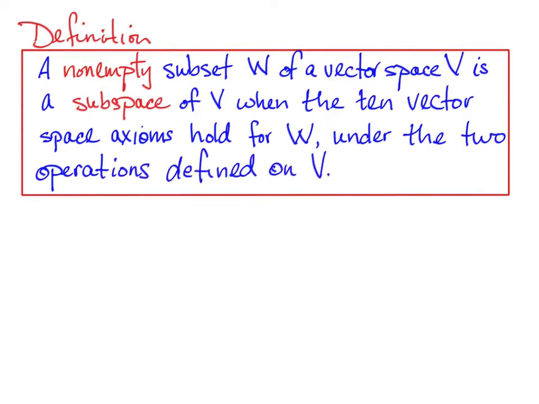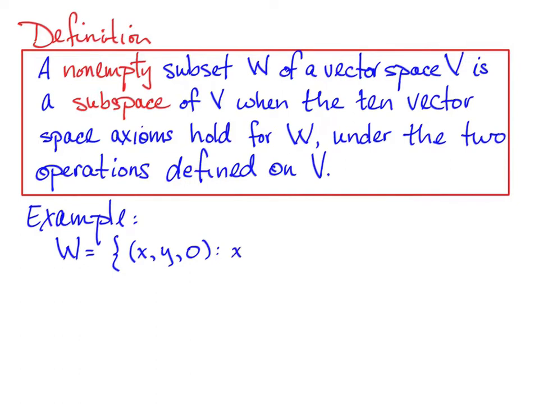So let's look at an example. Suppose I have the following subset of R3. So W is the set of all ordered triples such that the third component is 0. So the first and second components can be any real number. This is clearly just the xy plane in R3. So let's see if that fits the definition of a vector space. And if it does, then this plane is a subspace of R3.